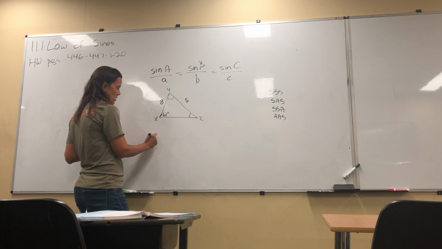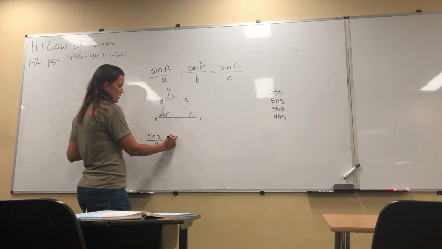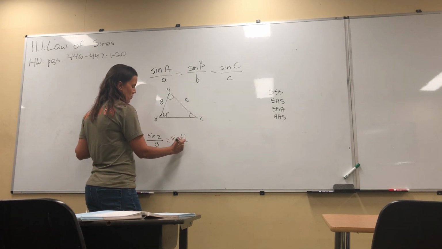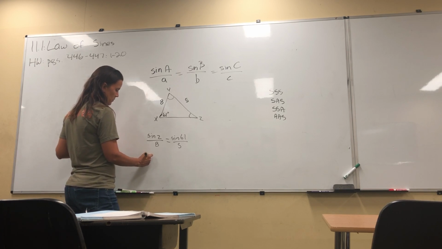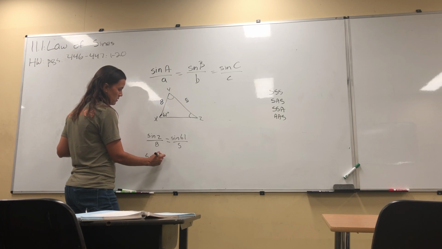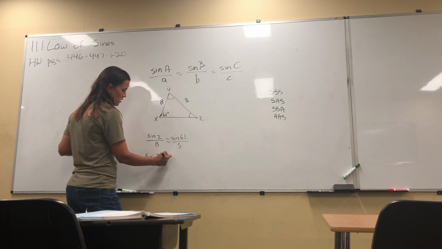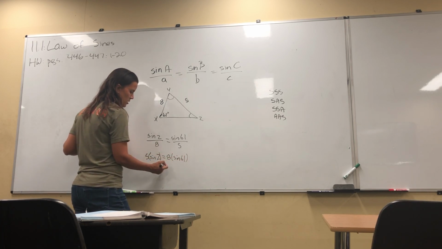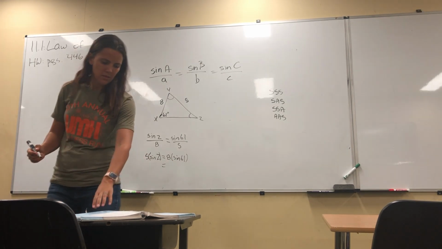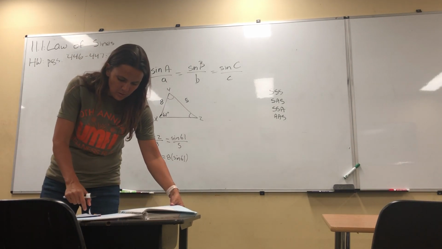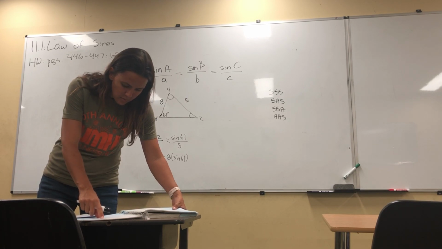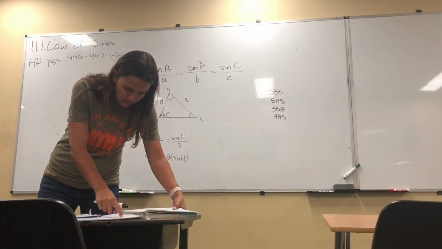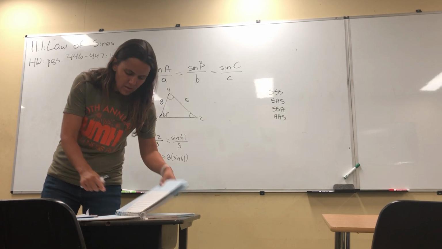So it's going to be the sine of whatever angle Z is over 8 is going to equal the sine of 61 over 5. So we get 5 sine of Z equals 8 sine of 61. So I'm going to do this side first. Sine of 61, that's on page 615, close to the middle, a little bit higher up. And it says 0.8746.